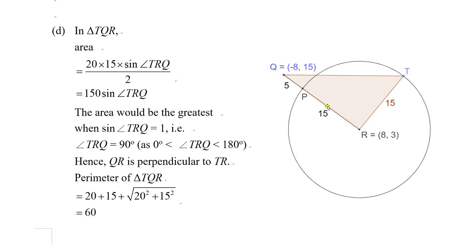So, you know that it is a right-angled triangle, then you can find QR, RT, and then QT. You can find QT by using Pythagoras theorem. So, the perimeter will be 20 plus 15 plus the square root of 20 squared plus 15 squared. Then you will get the final answer. So that's the end of the question.